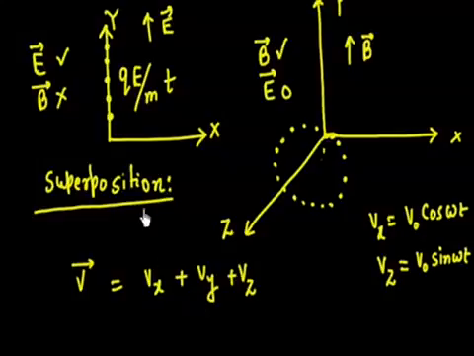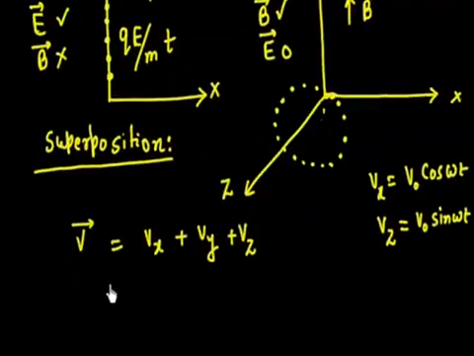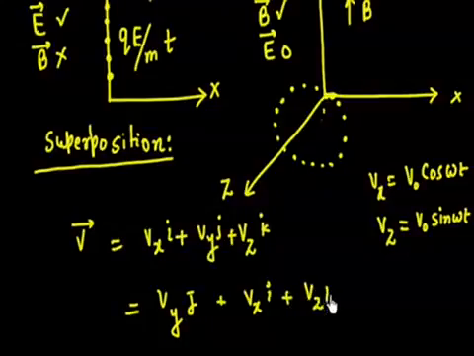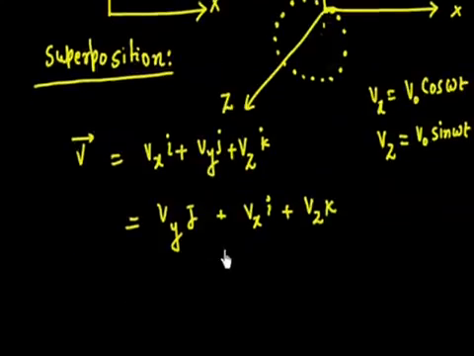So Vy we already know, that is qE by m into t. So Vy is nothing but qE by m into t. Let us first write Vy. This is the i vector, this is the j vector, and this is the k unit vector. So I can write Vy j plus Vx i plus Vz k. Vy is equal to qE by m into t.